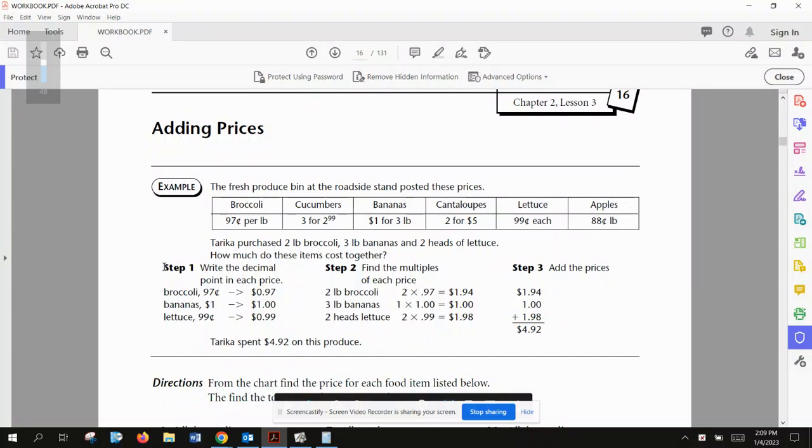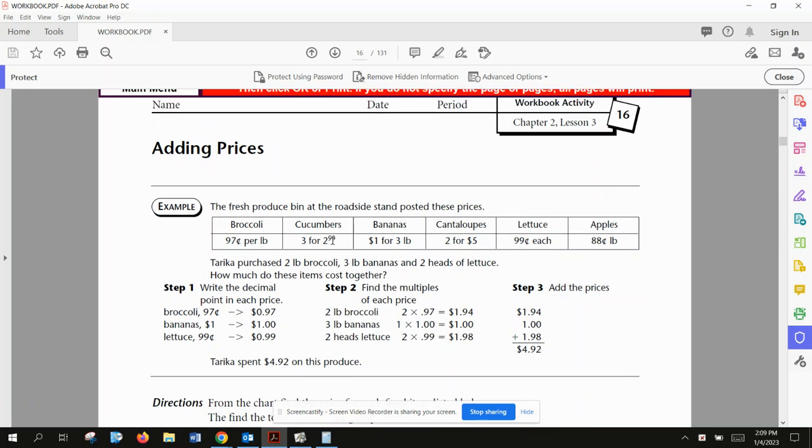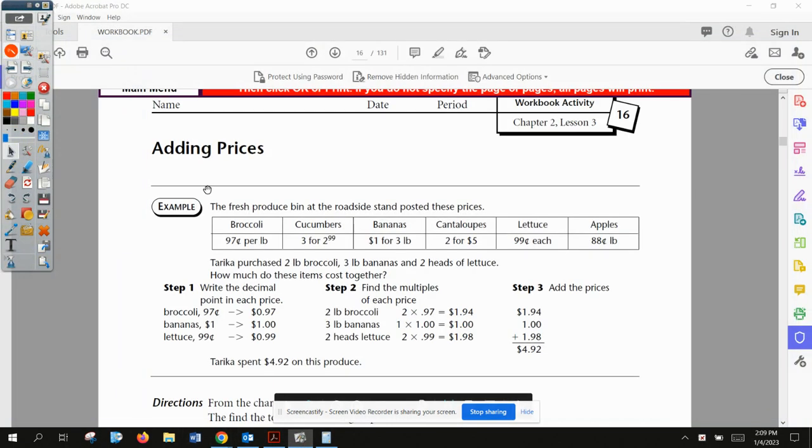Hi guys. Today you're going to learn about adding prices together, and this is specifically strategies used often to buy produce, such as your vegetables and your fruits. Up top, you will see some examples of how some of those items are sold. You're going to notice there's pretty much two different types of ways that produce might be sold.